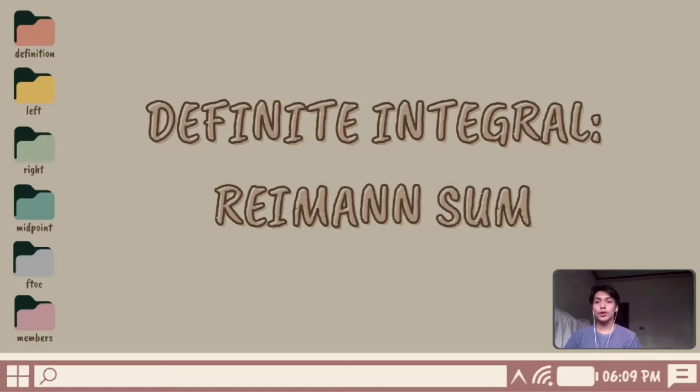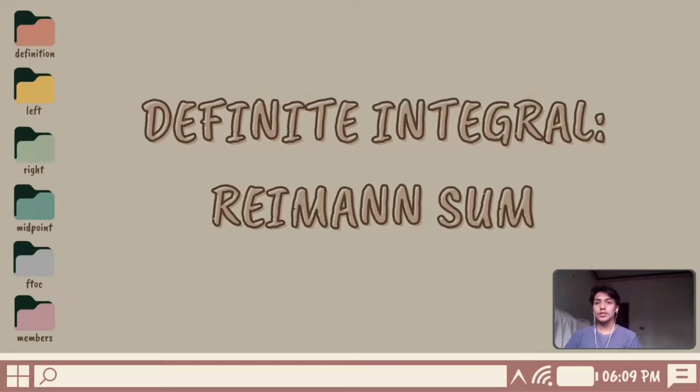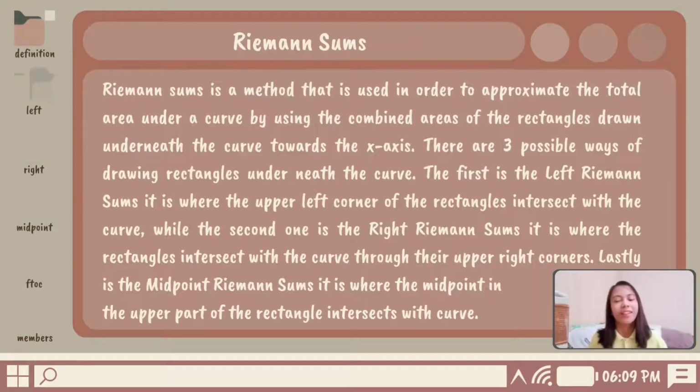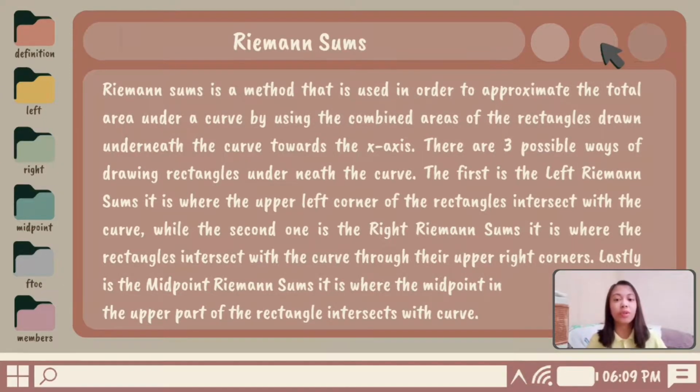For today's video, we are going to discuss the definite integral of Riemann sums. But first, we need to know the meaning of definite integral. Riemann sums is a method used to approximate the total area under a curve by using the combined areas of the rectangles drawn underneath the curve towards the x-axis.